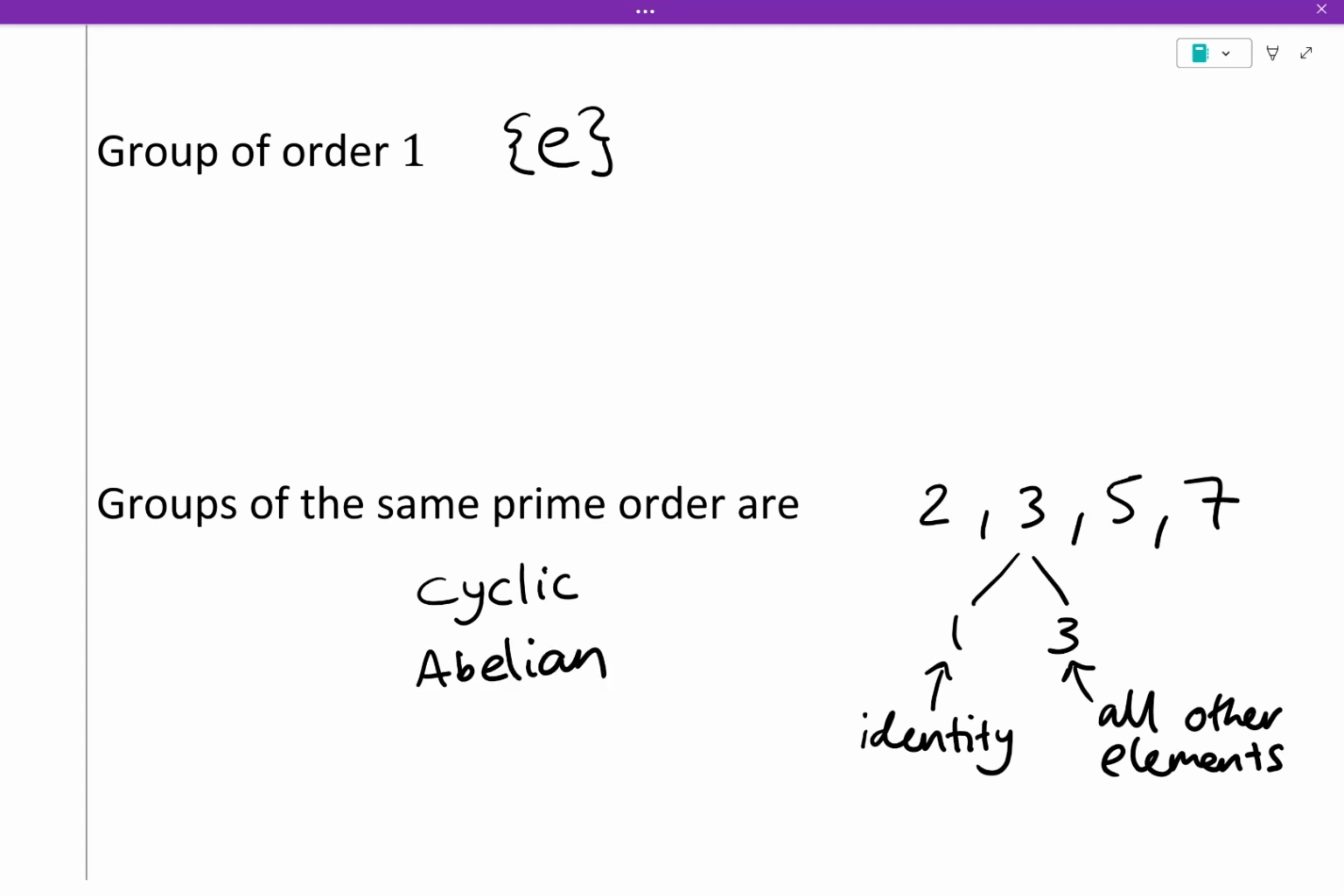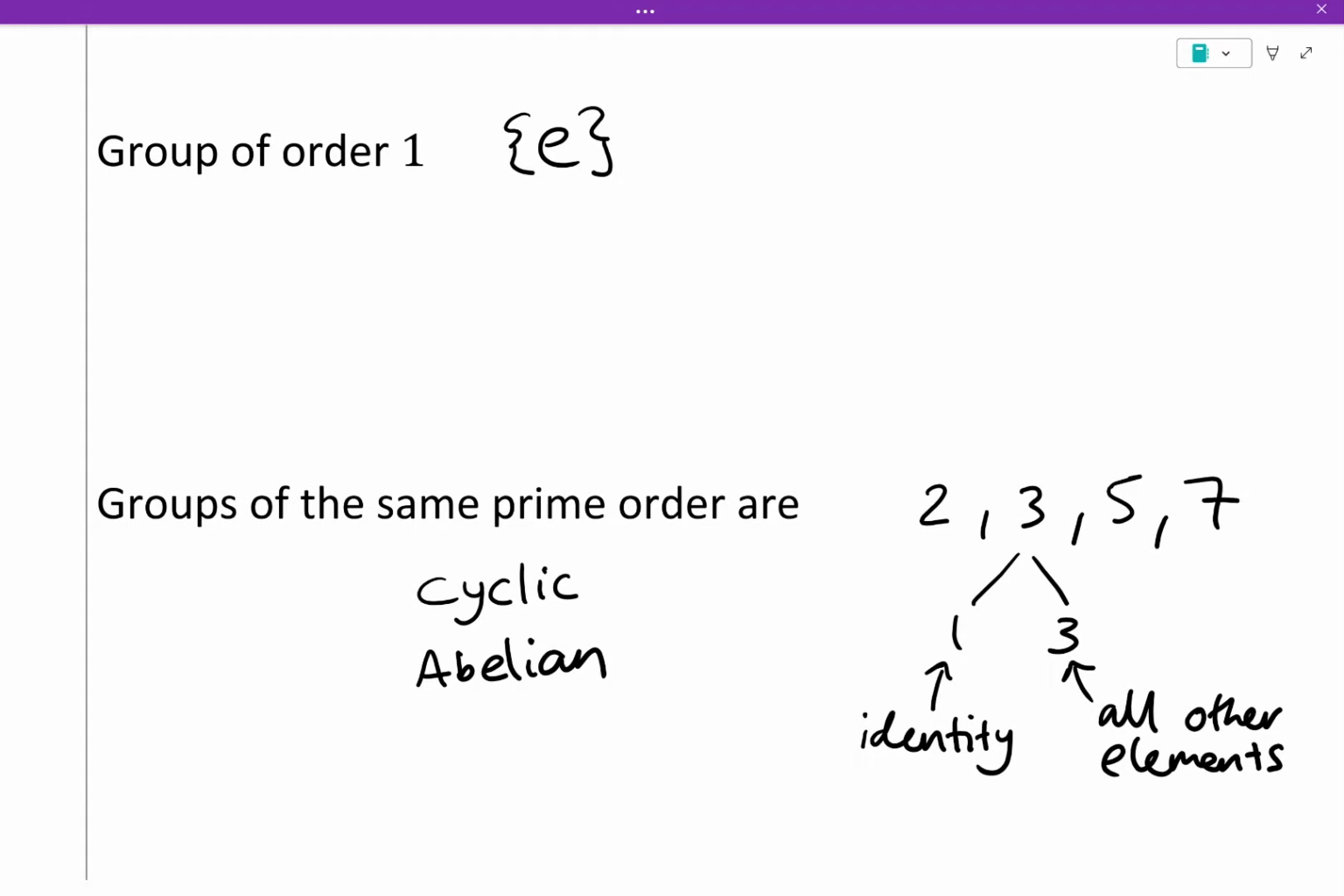And if you take any two groups of the same prime order, they are going to be isomorphic to each other. They will be identical because all of the element orders are going to match. They're all going to be equal to the group order apart from the identity. So you will have identical groups.